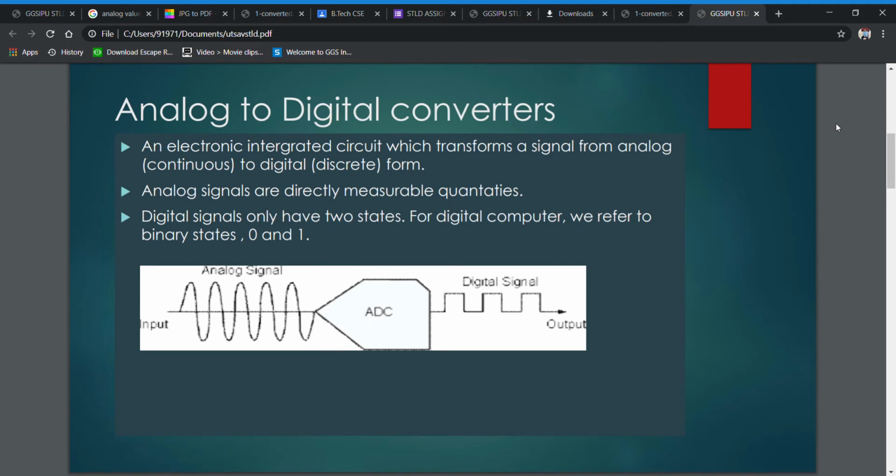An AD converter is a closed loop system involving both analog and digital systems, where analog signals are measurable quantities and digital signals refer to binary states 0 and 1. In the given diagram, we see that the input or the analog signals are in the form of waveforms and the output or the digital signals are in the form of zeros and ones.